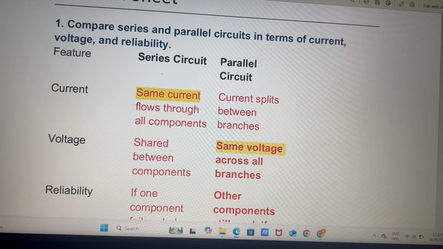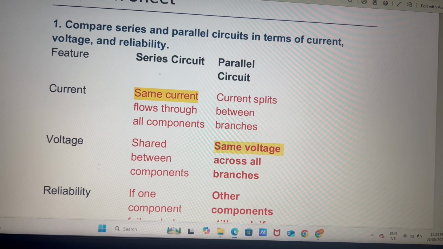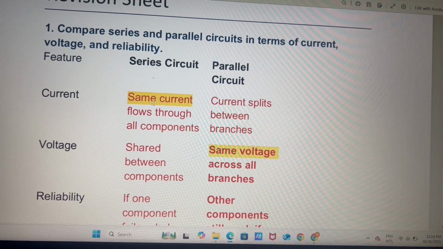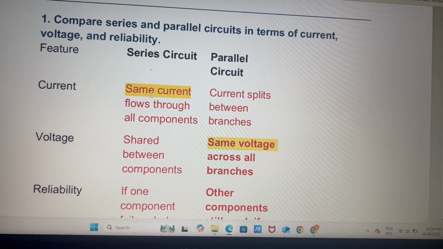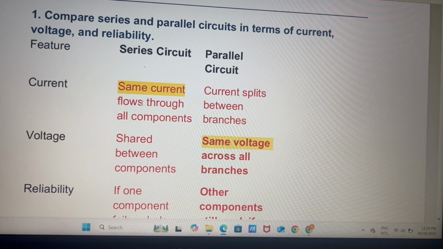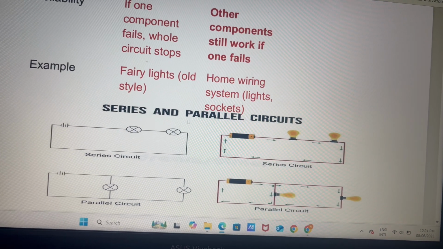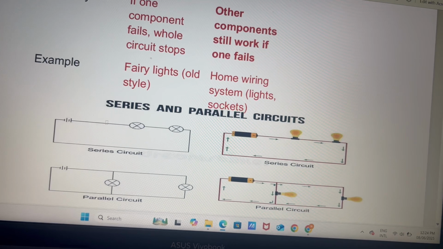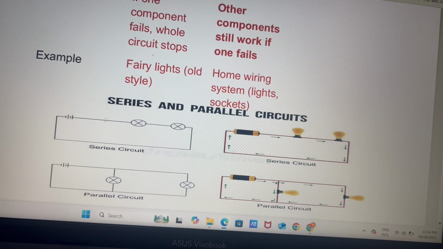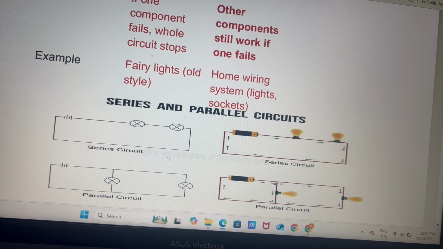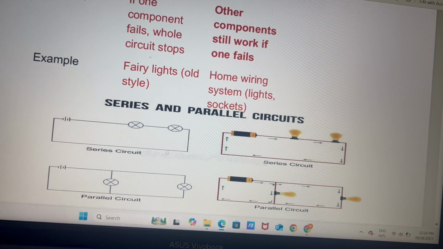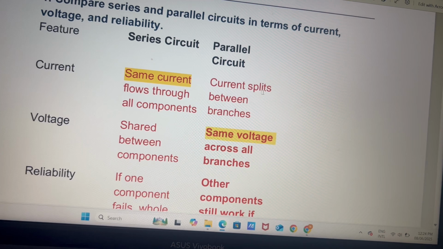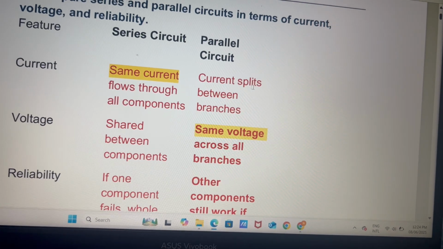Okay, another very important difference is the difference in the current and the voltage. In the series circuit, it has the same current. The same current flows through all components. It does not change. If you put an ammeter anywhere here in the series circuit, it will give you the same measurement everywhere. If it's 0.2 amperes here, it's going to be 0.2 amperes here, 0.2 amperes. The current will not change. But it changes in the parallel circuit. It splits, it gets divided between the branches.